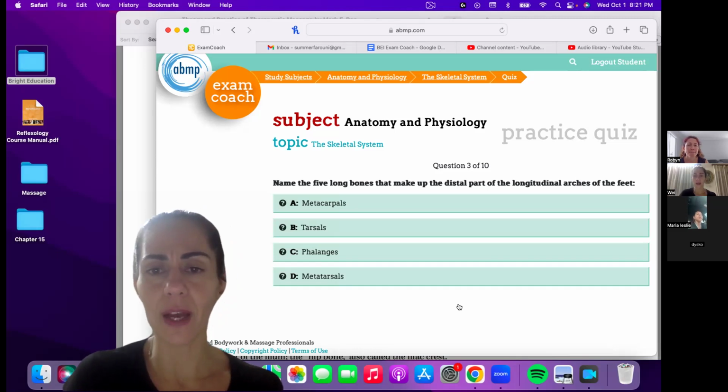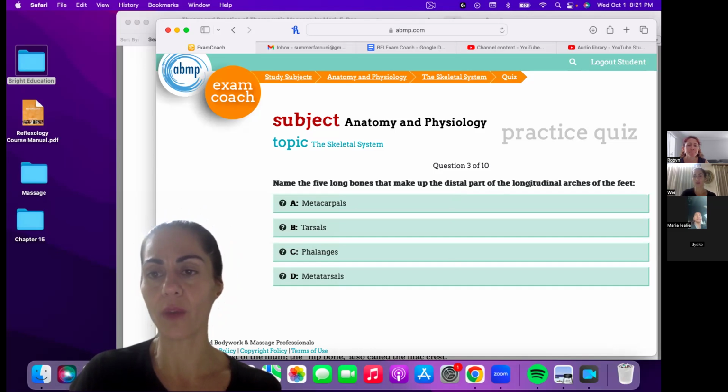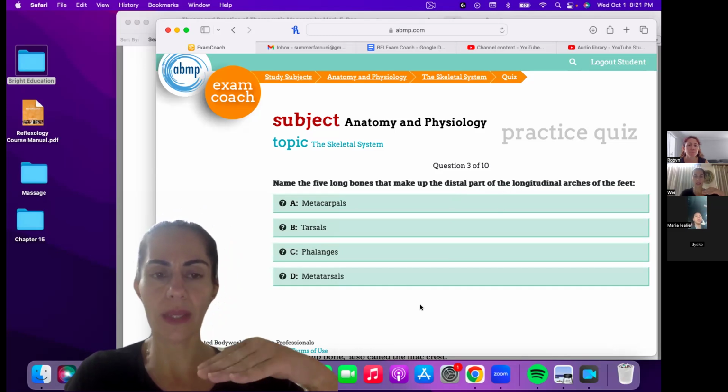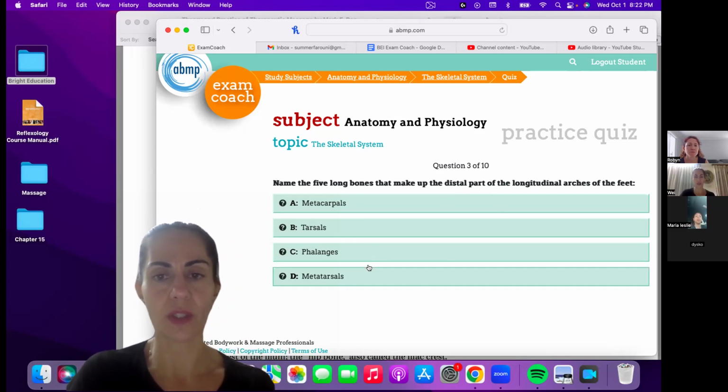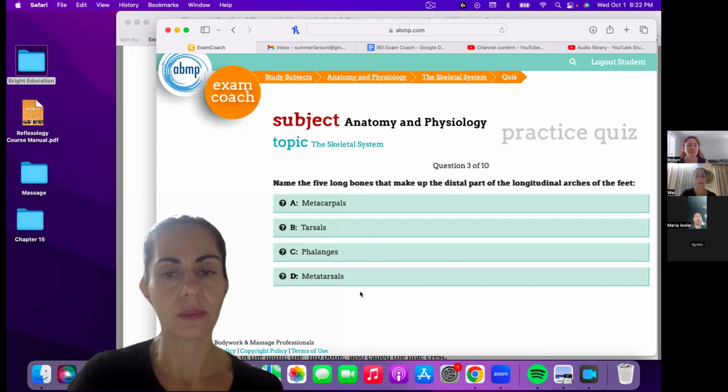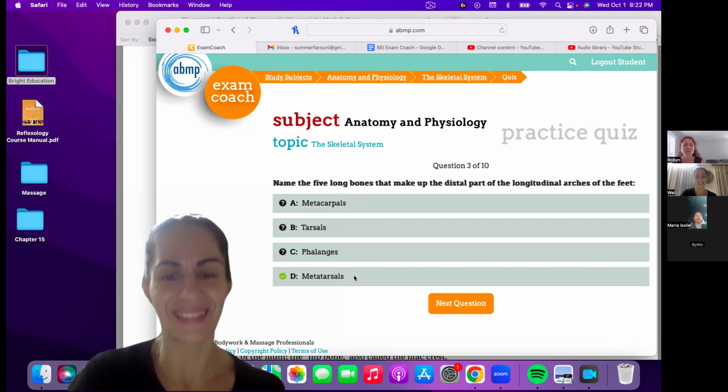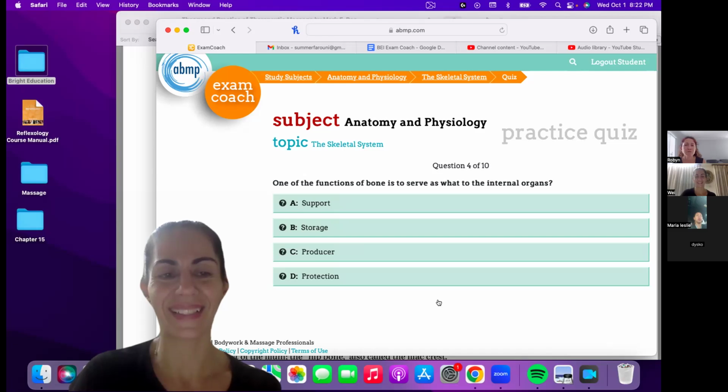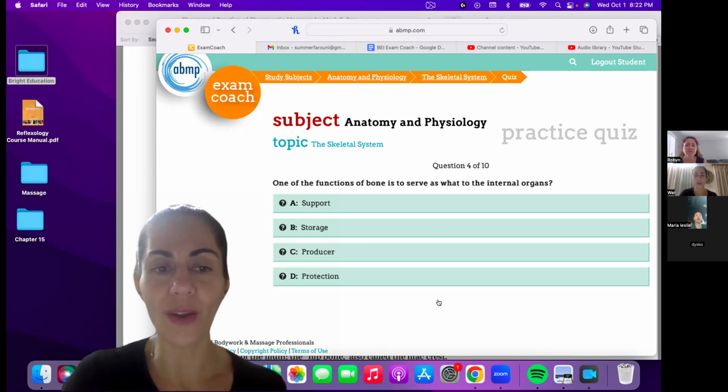Name the 5 long bones that make up the distal part of the longitudinal arch of the foot. The metatarsals. When we talk about the arch, which bones are in the arch? The metatarsals? Okay.